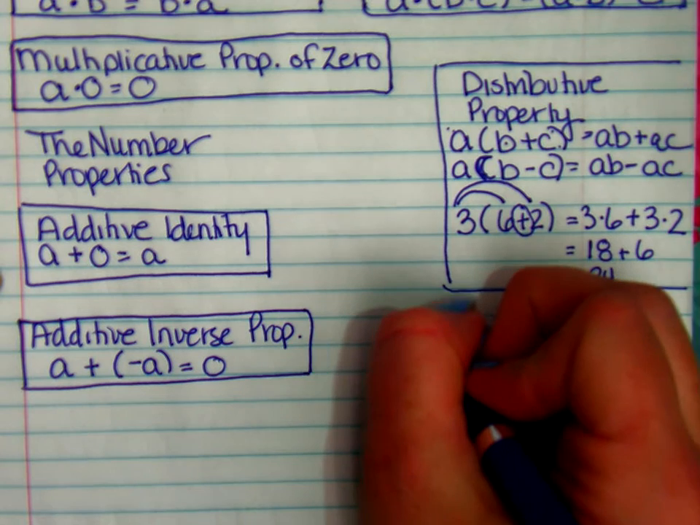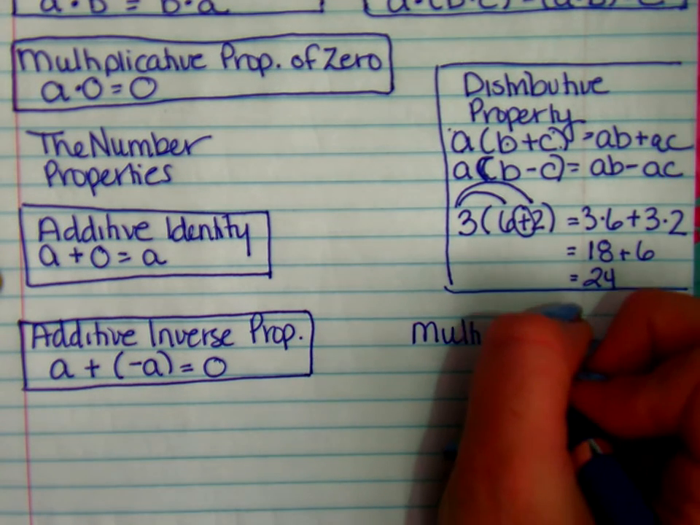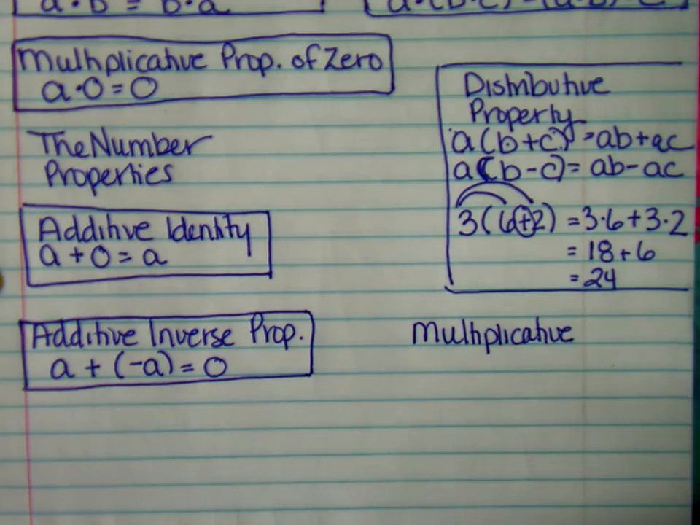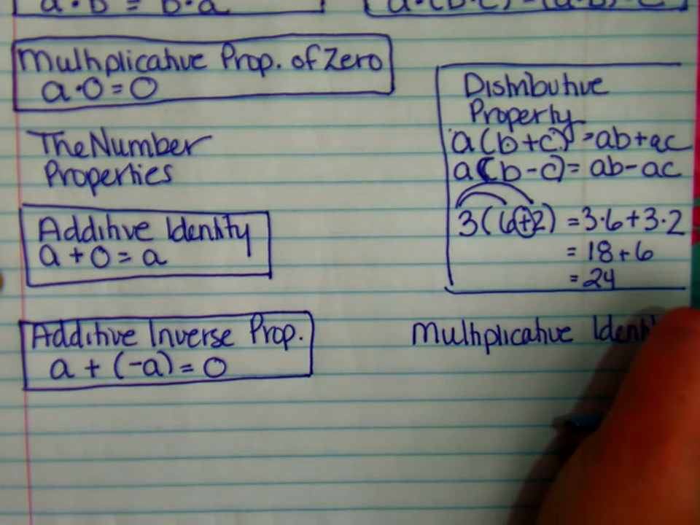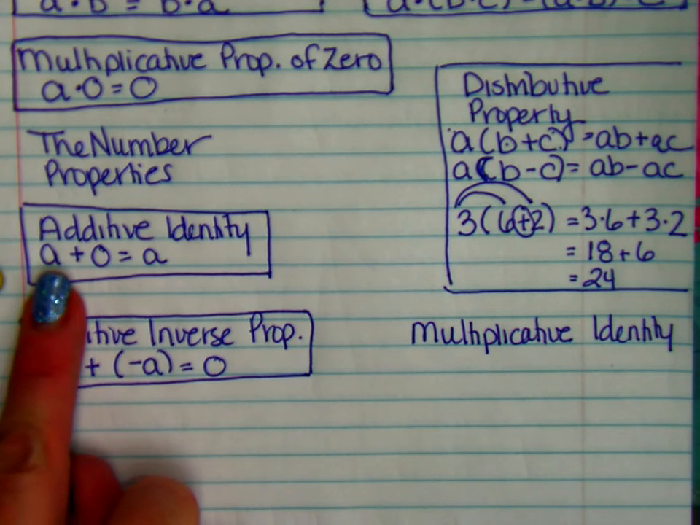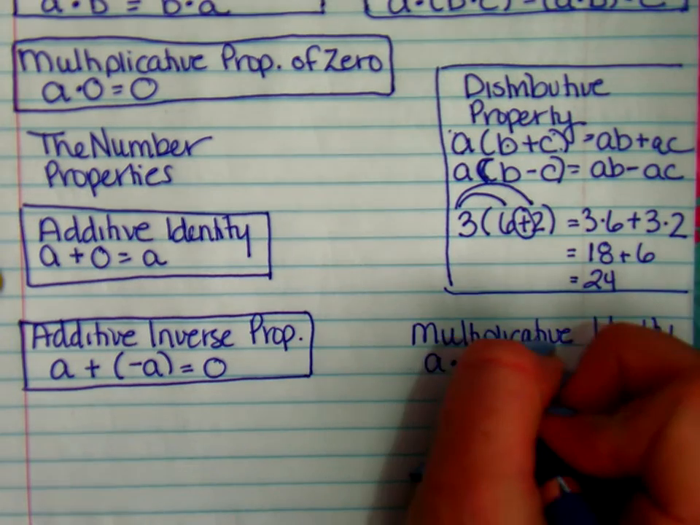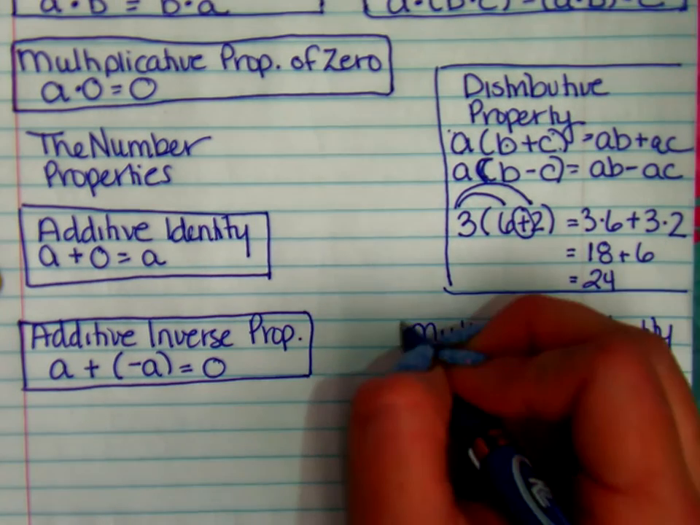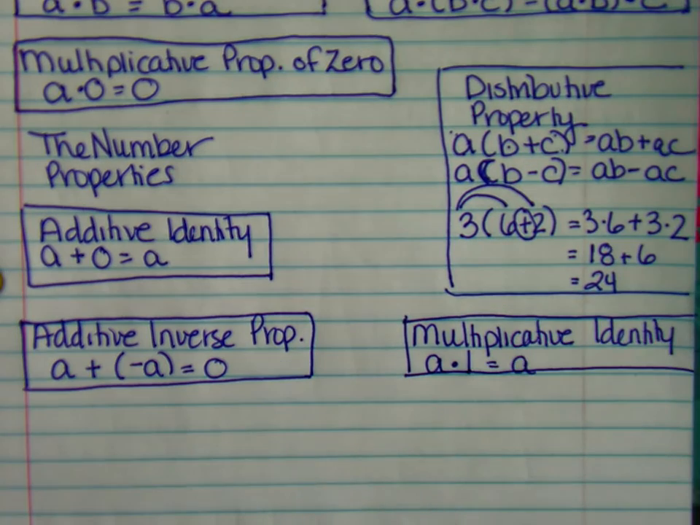So we have another property, the multiplicative identity property. And so just like this one, when you add 0, it stays the same. When you multiply by 1, it stays the same. So if you add a 0 or you multiply by 1, your number is not going to change. It's going to stay the same.